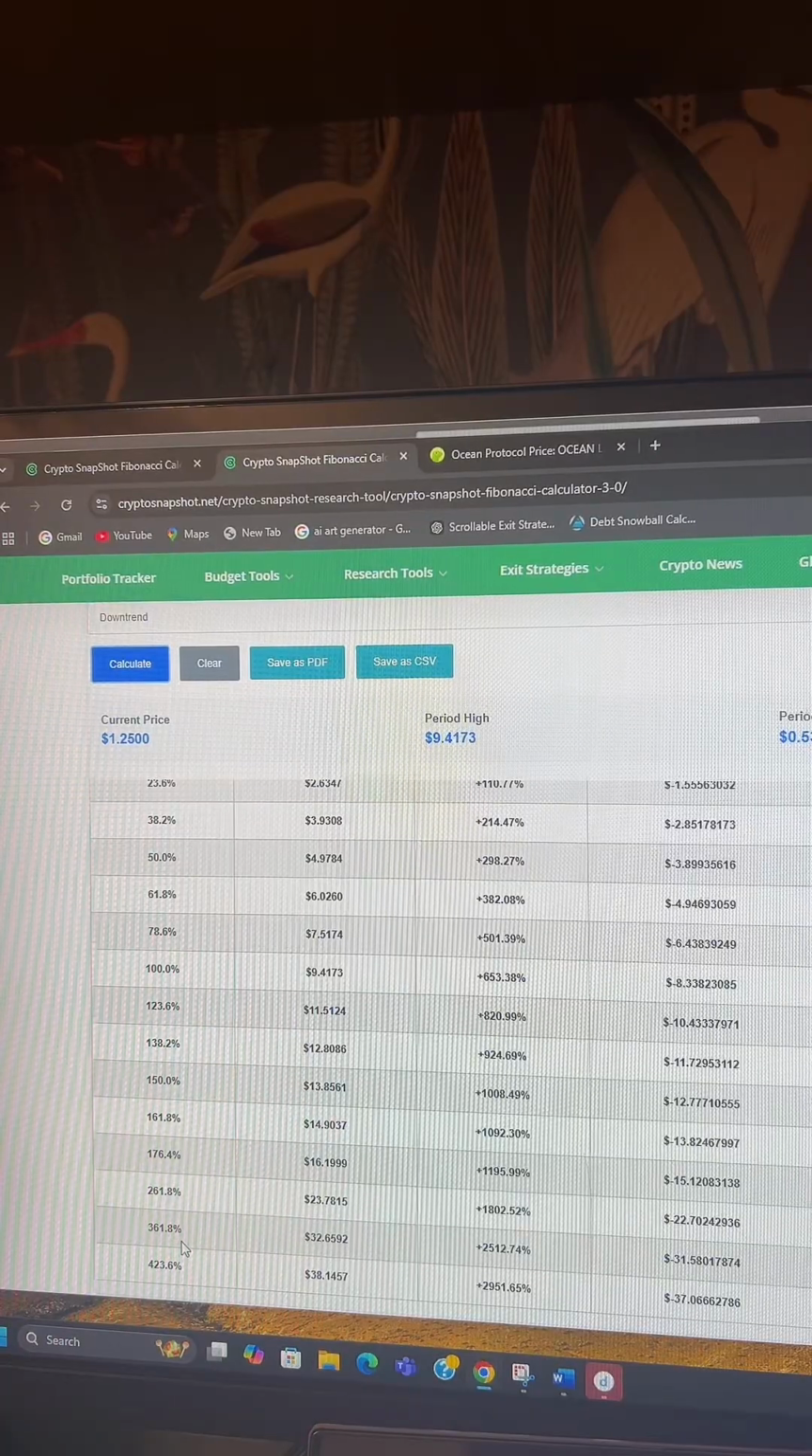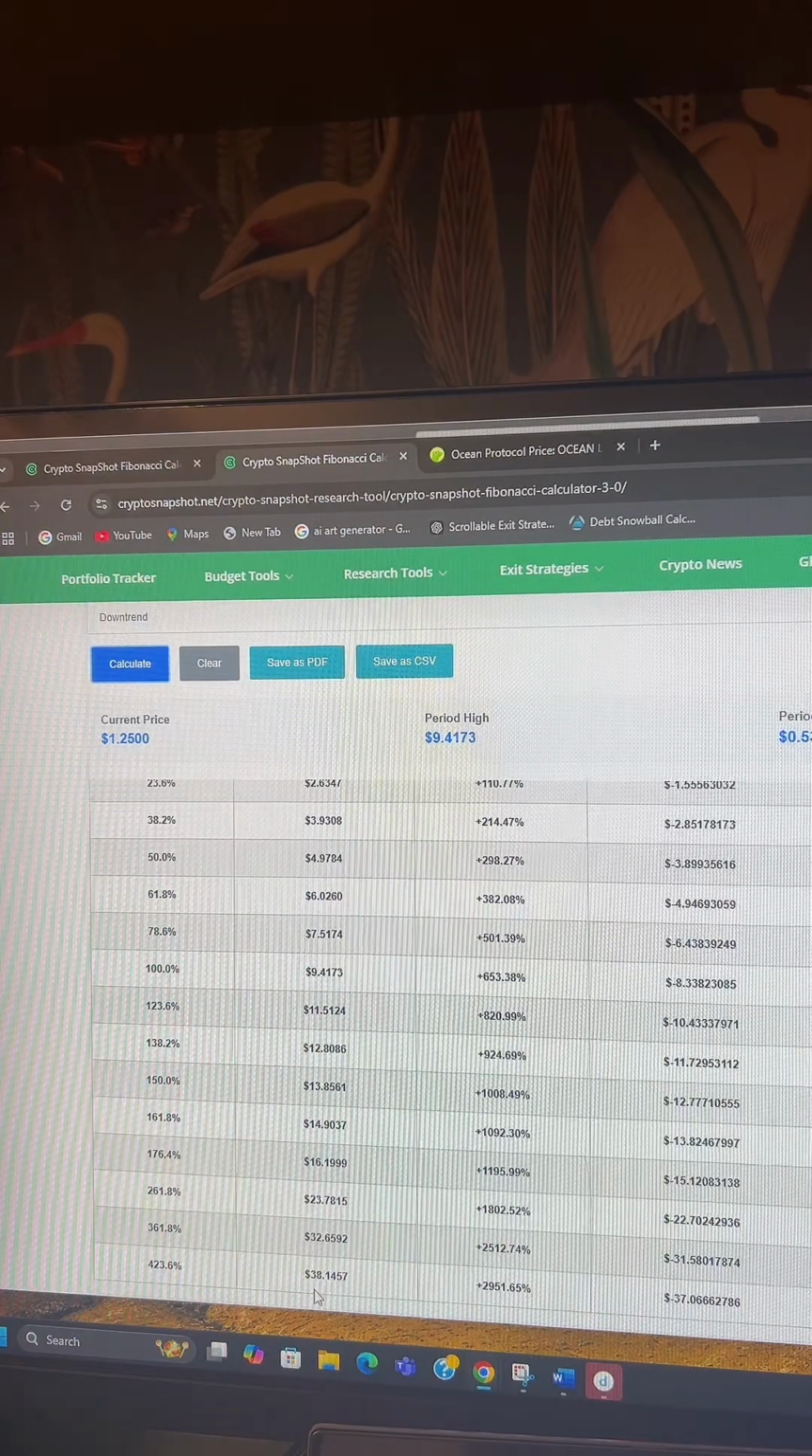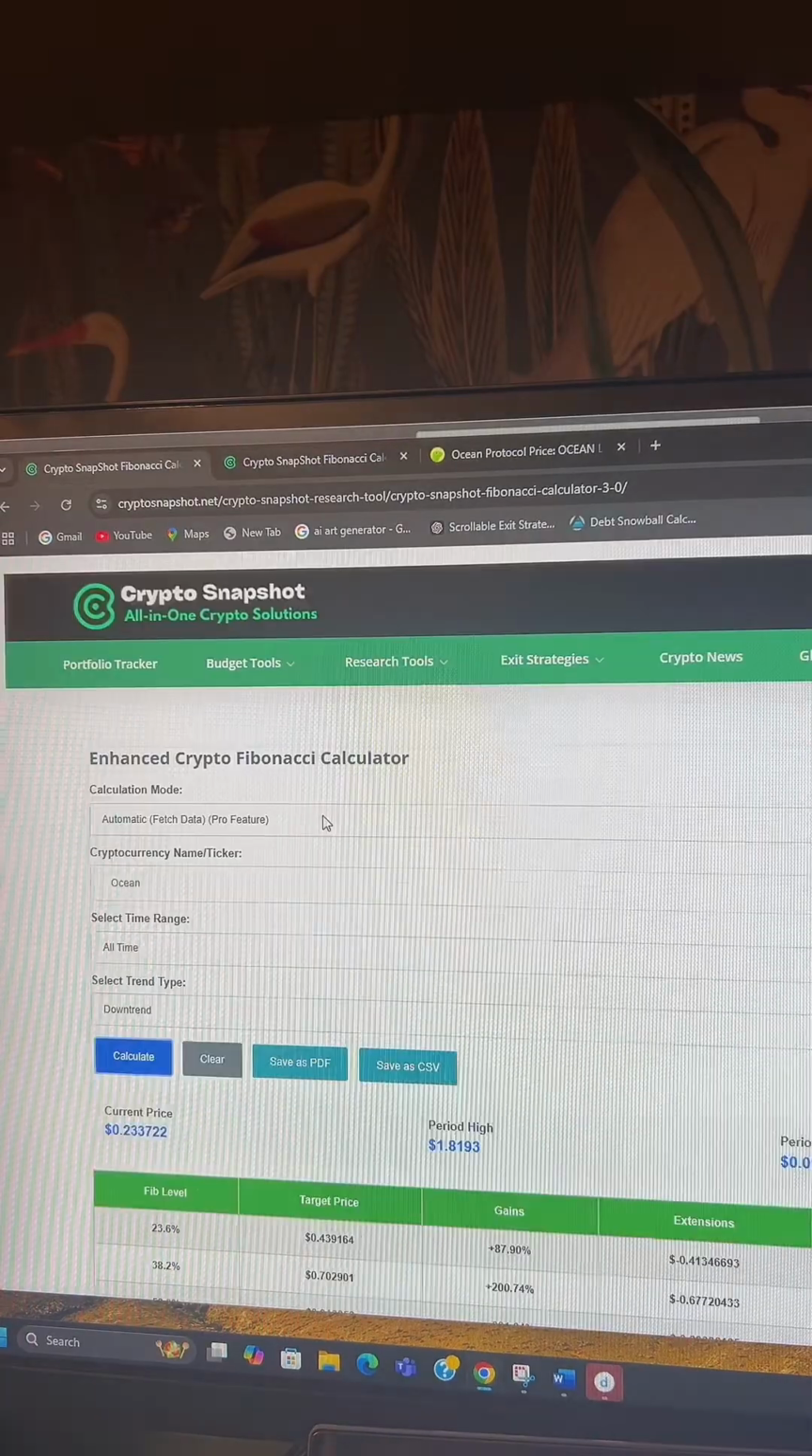If it were to go parabolic and hit the 3618 level, $32.65. And at the top of the fib at the 4236 level, $38.14.